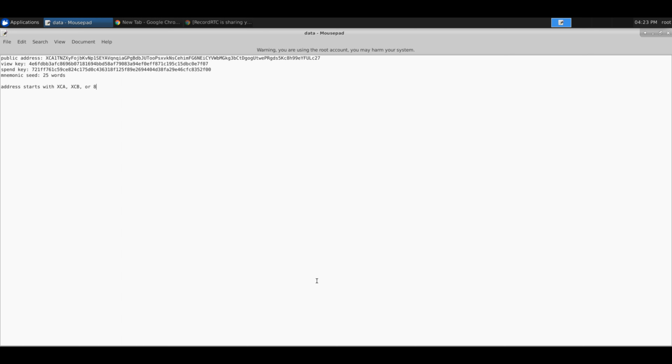Now the last type of addresses are the ones that start with an 8. These are called subaddresses. Eventually it was realized that maybe it's even more private if we don't ever have to give anyone our real XCA address, and we can just give them a different address. So a subaddress, think of it as a throwaway address.